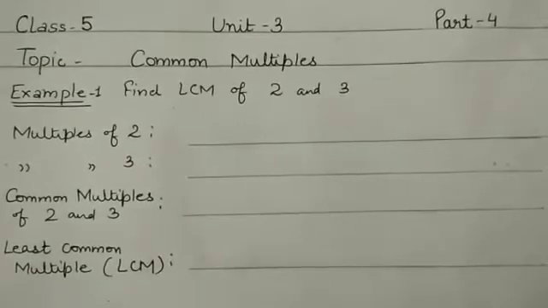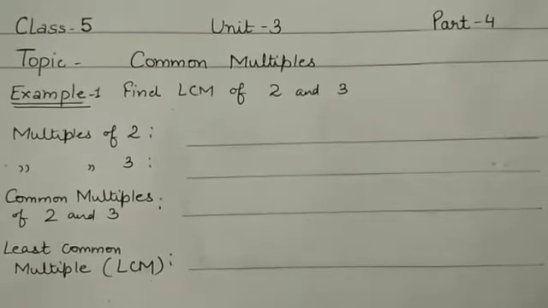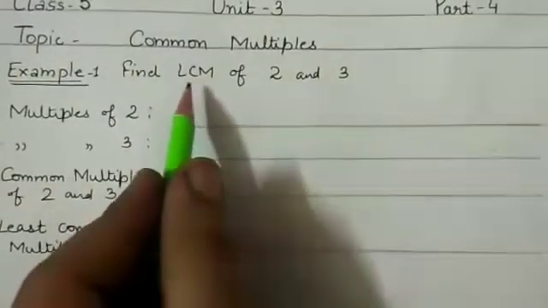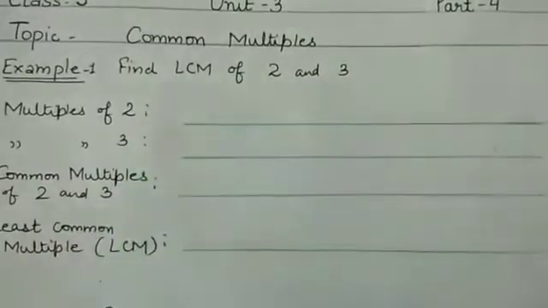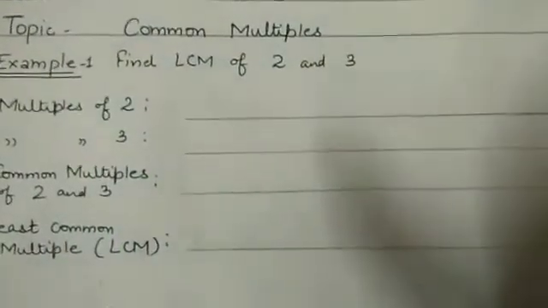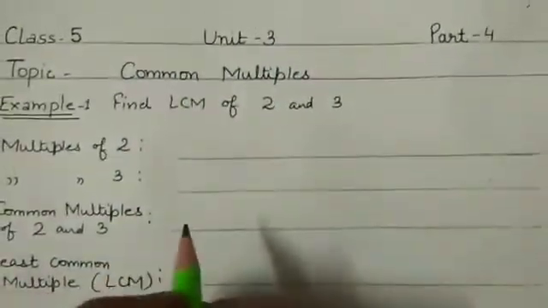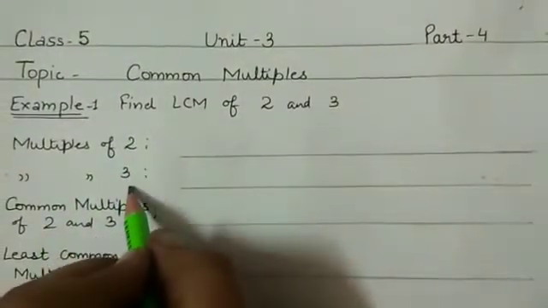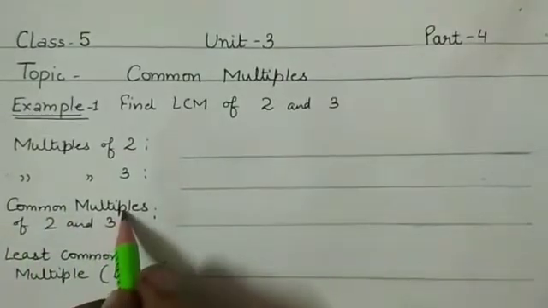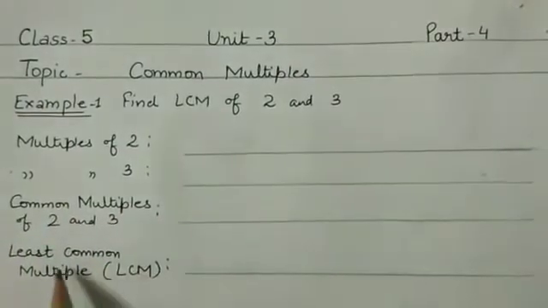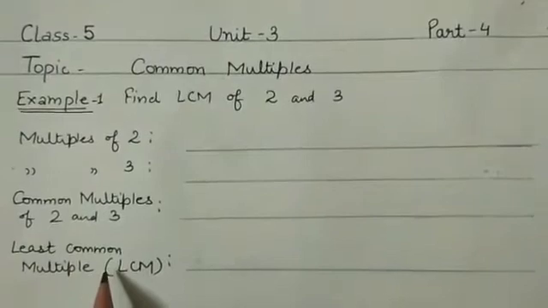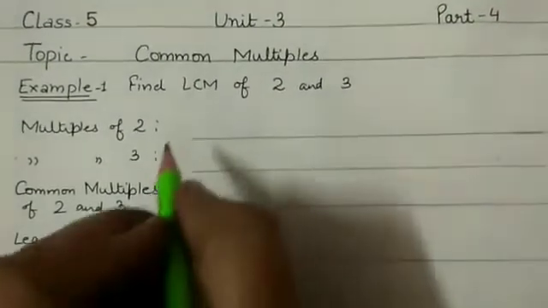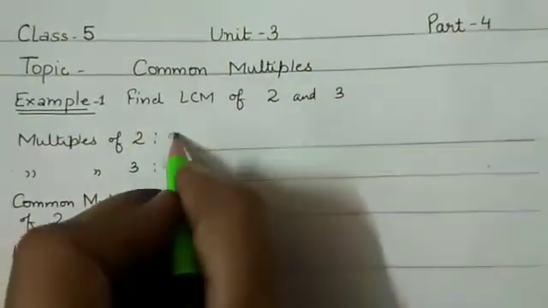First, find the LCM of 2 and 3. LCM means least common multiple. For finding the LCM of 2 and 3 or any numbers, we will write the multiples of the given numbers. Then we will look for the common multiples and then we will write the least common multiple. Let us start. First, write the multiples of 2.